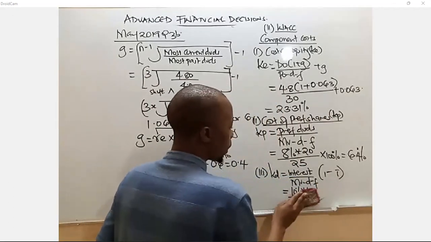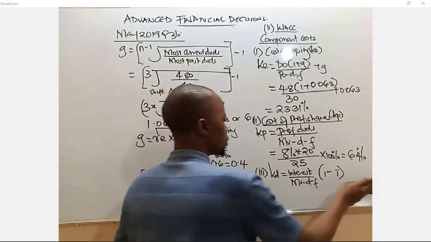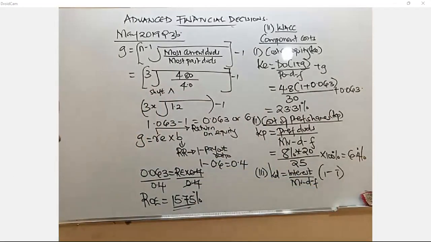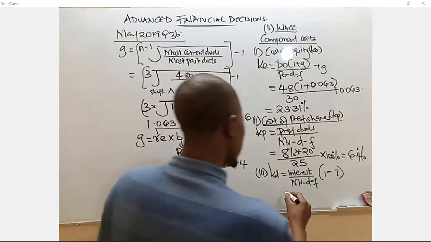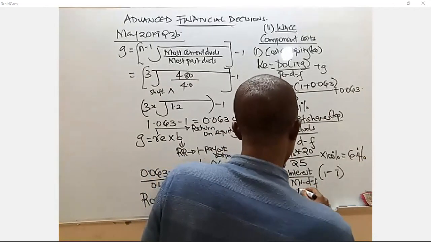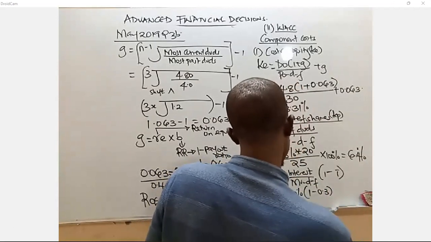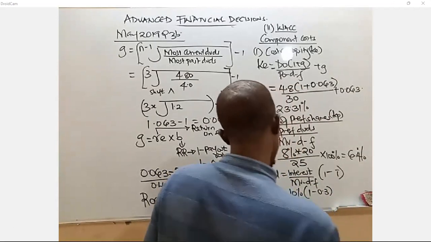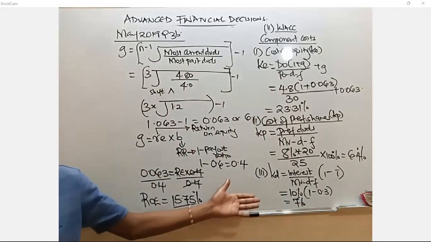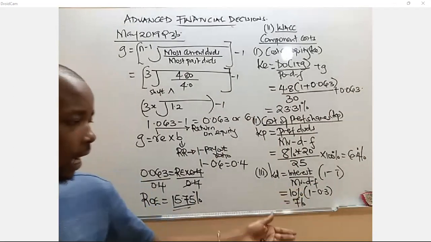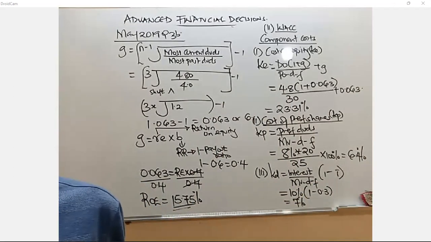Rather than doing this, a wise student will see they are still trading at the same price. Then the brighter student will say 10% times 1 minus 0.3. In this case, you'll be getting 7%. Rather than doing all those computations, a wiser student will just take it directly and adjust for tax purposes, to get after tax.